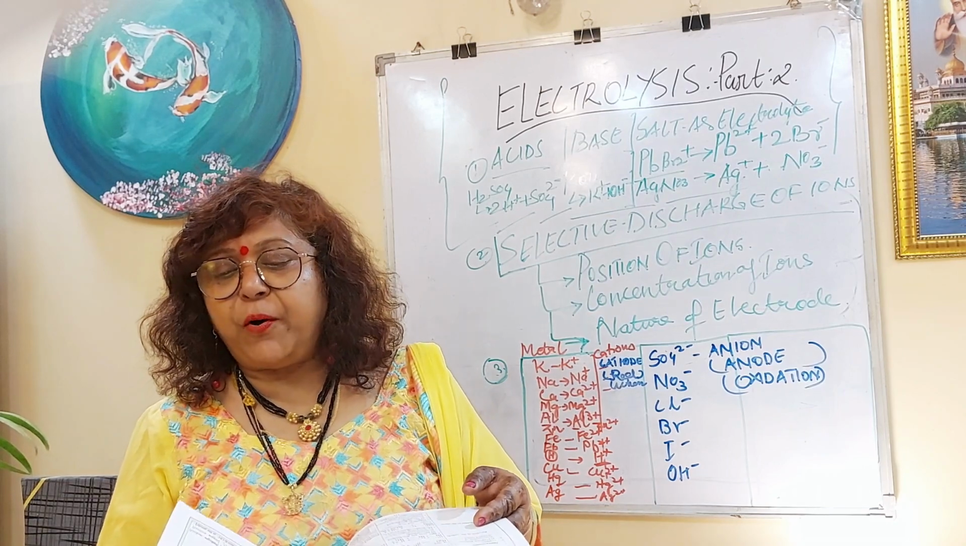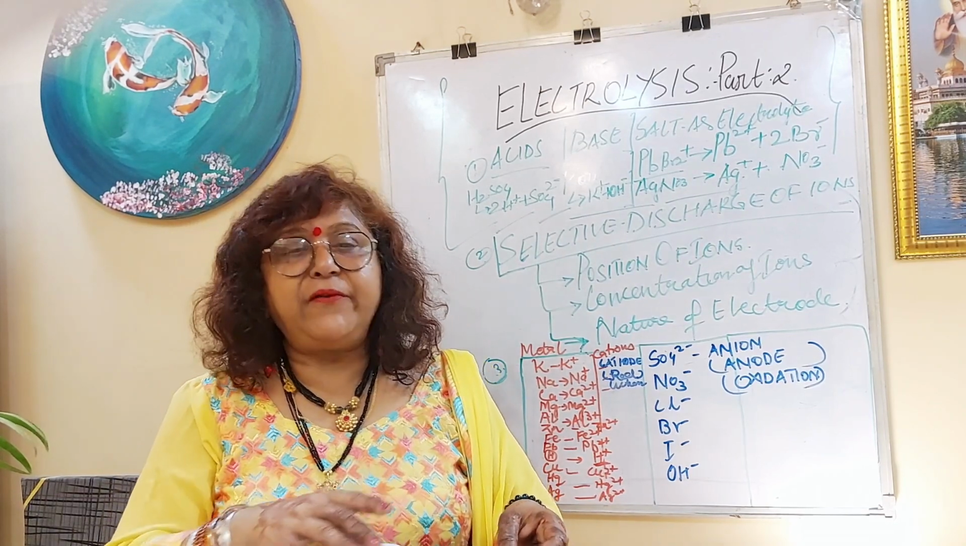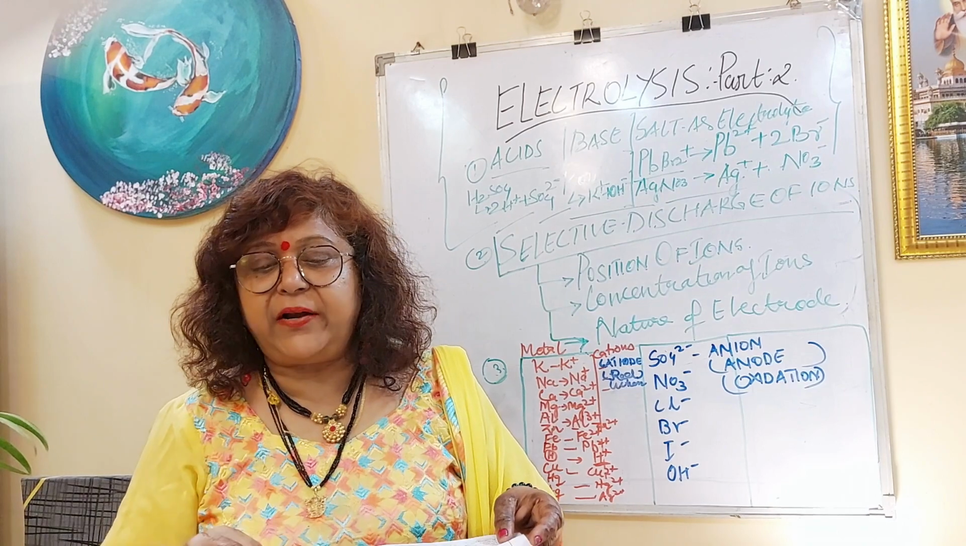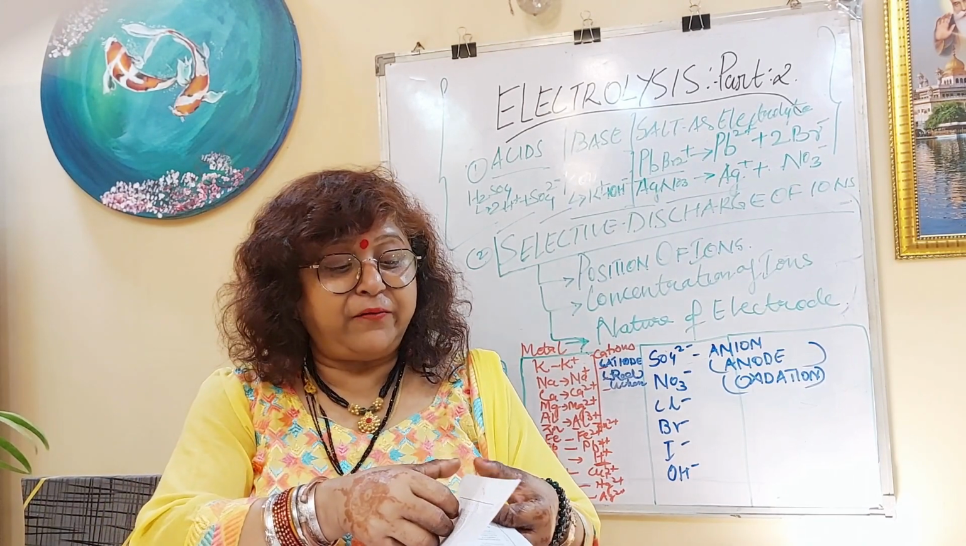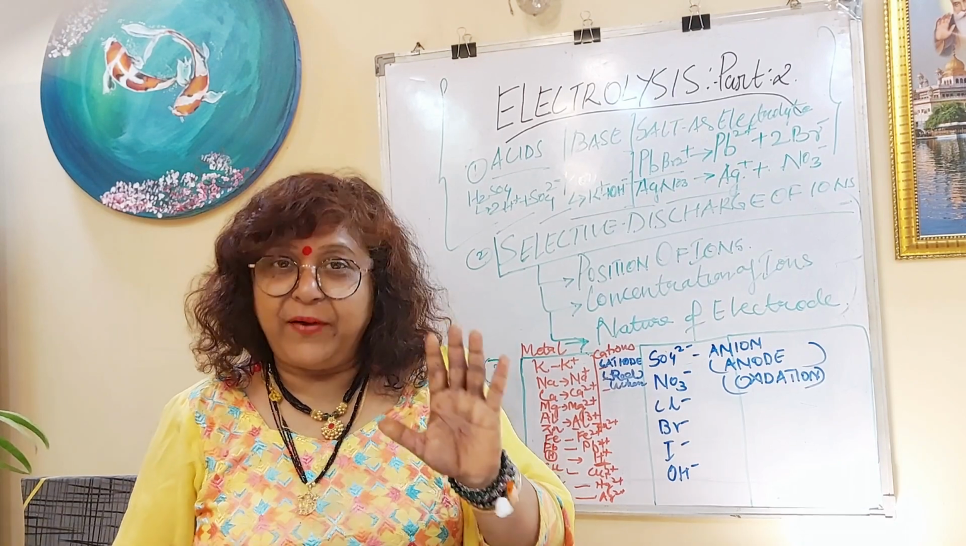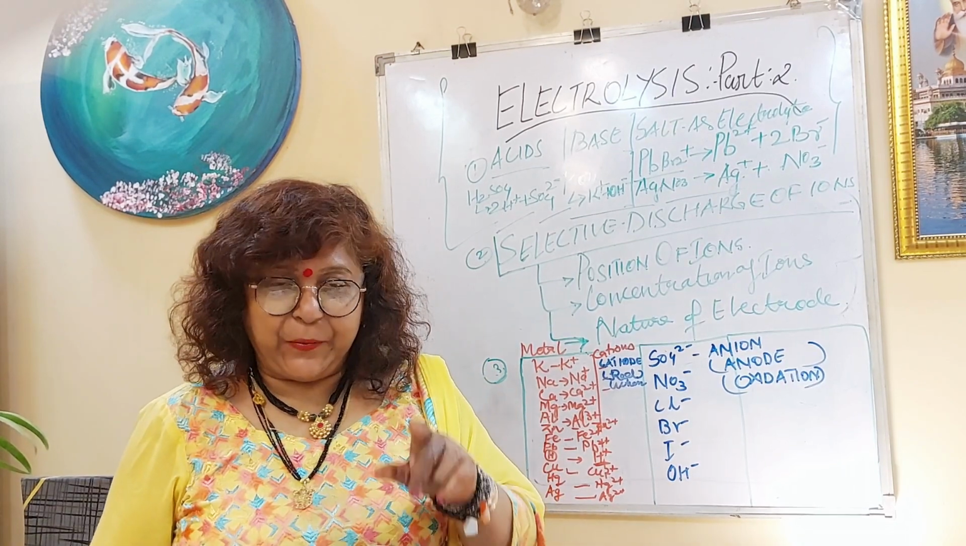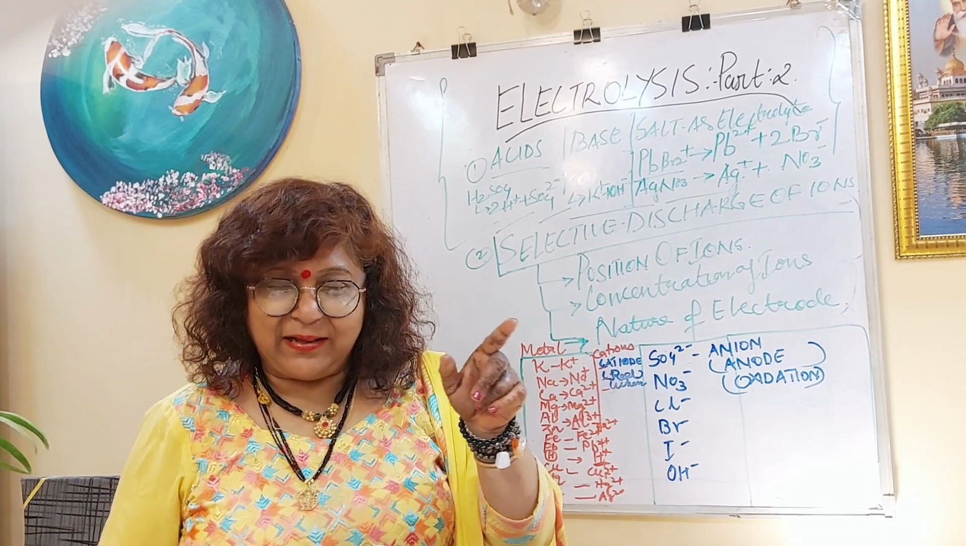Electrolysis of acidified water using platinum electrode. Then electrolysis of copper sulfate using copper electrode. Electrolysis of copper sulfate using copper electrodes. Electrolysis, 4 examples are given. I will explain to you electrolysis of lead bromide.